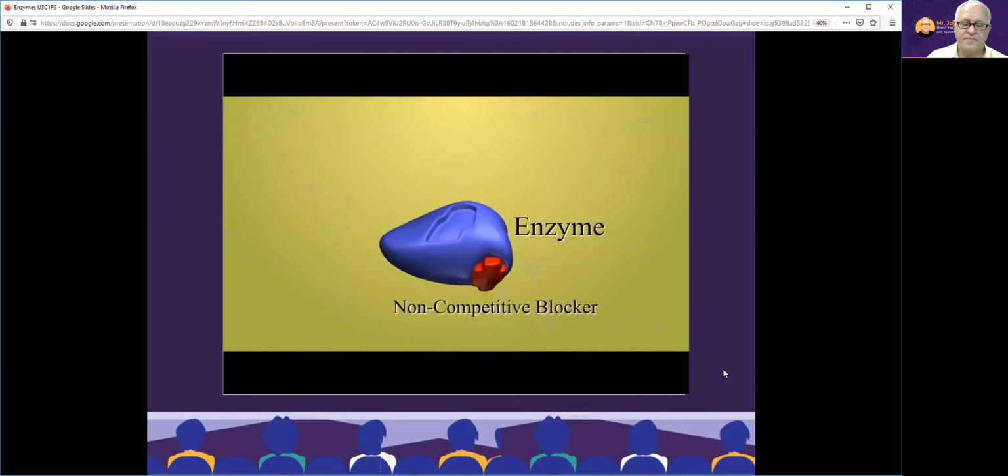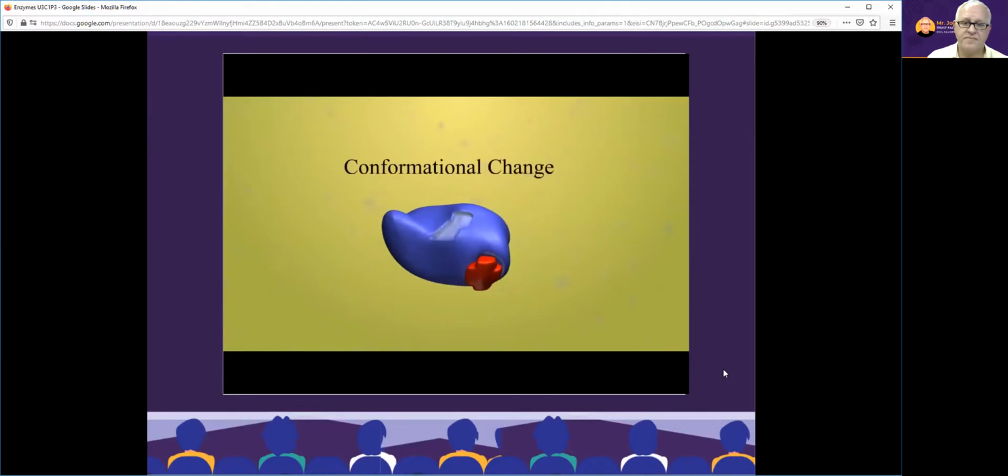Non-competitive enzyme inhibition involves the binding of a blocker to the enzyme away from the active site. This binding causes a conformational change in the enzyme, altering the shape of the active site, which prevents the substrate from binding. No reaction will occur as long as a non-competitive blocker is bound to the enzyme.